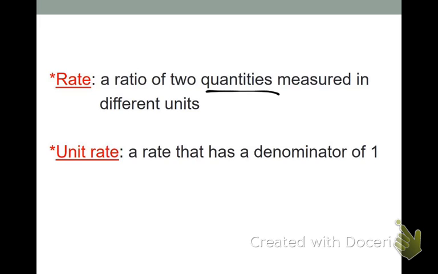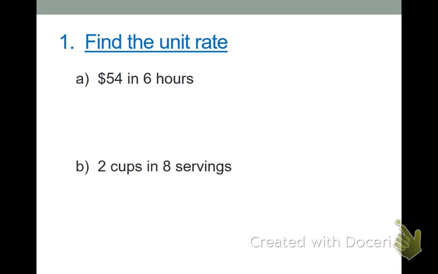Then we're talking about a unit rate. Read to me what the unit rate says. A rate that has a denominator of 1. The main thing you got to remember is we are trying to turn our denominator into being a 1. So we've got a couple examples. These ones look very similar to what we had on Friday.